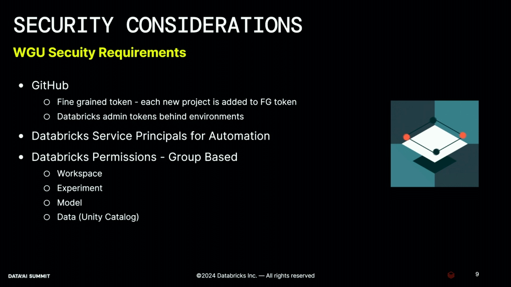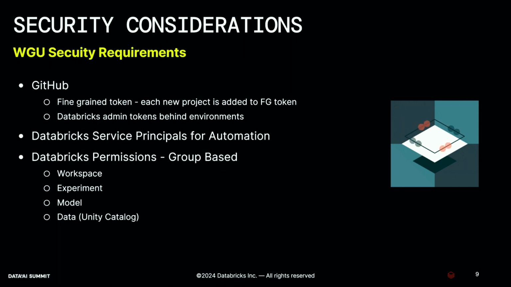So some security considerations. When we first started this project, we talked to security at WGU. On the GitHub side, it was really important to do things with the fine-grained token. So every new project gets added to this fine-grained token rather than giving them organizational permissions, where they could create new repos or destroy existing repos. So that's really important. And then we have Databricks admin tokens, which control the creation of all these Databricks assets. We put these behind a GitHub environment so that these actually require manual approval. So when we kick off a new project, we have this admin token that can do all this creation, and we have this behind an environment, just for an extra layer of security.